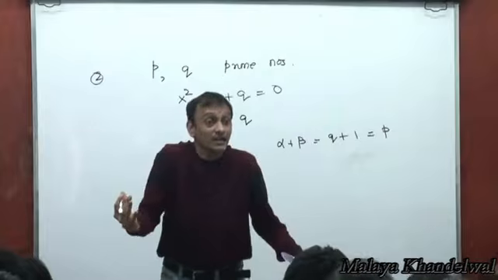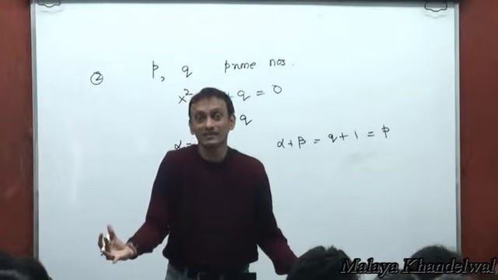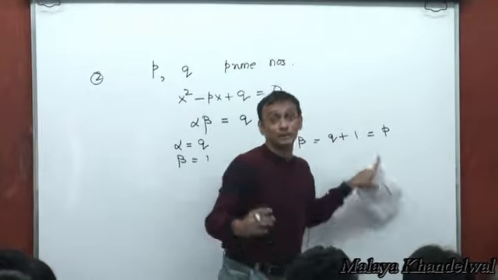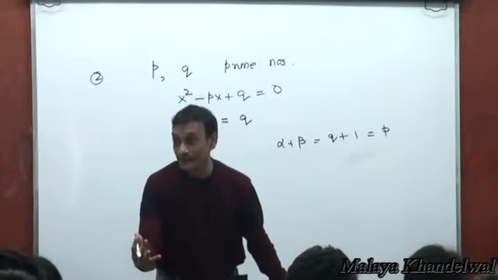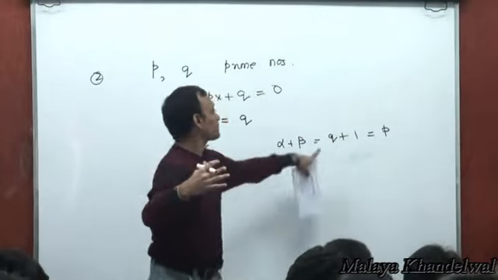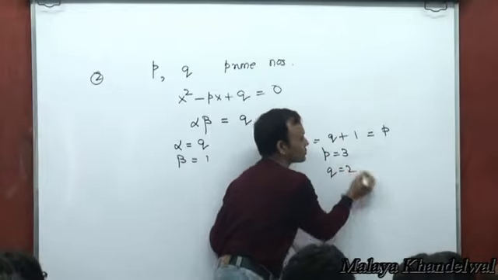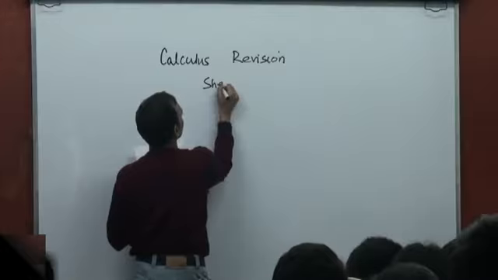That means p and q are consecutive primes. So one must be 2, the other must be 3. Isn't it? P minus q is 1 and p and q are primes, and they are consecutive primes. That means one must be 2, the other one must be 3. So let's say p is 3 and q is 2. And then the rest follows. Clear?